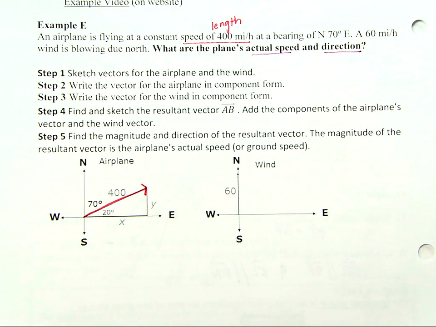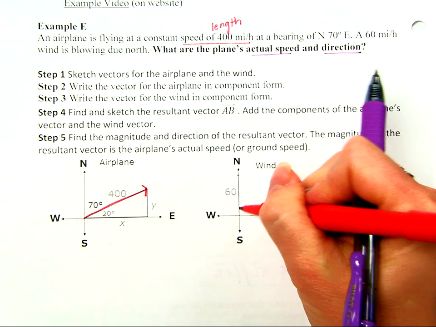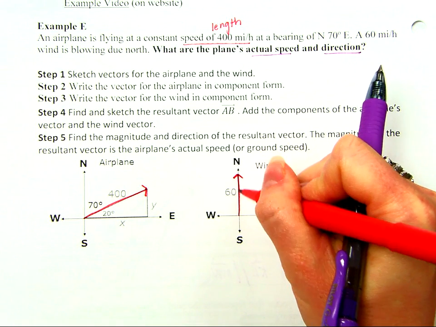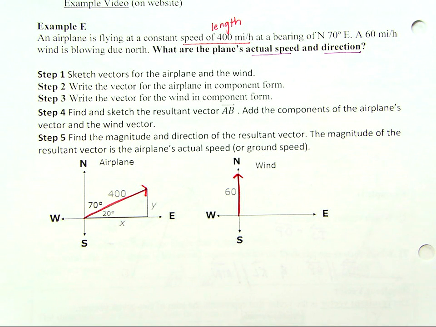Now my wind is blowing at 60 miles per hour due north. Due north meaning straight north. And so my vector for my wind is right along here. And again, my speed is my length, and so that has a length of 60. So those are my vectors for my airplane and my wind. Now we know that the wind is going to push our airplane. It's going to affect our travel. And what we're really wanting to find out in the end is what does that 60-mile-an-hour wind do to our speed and direction.